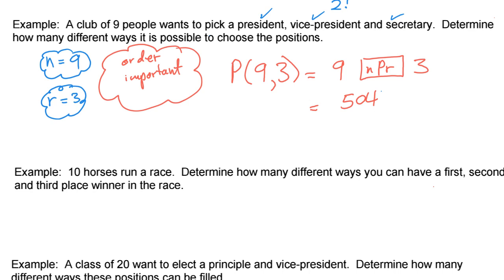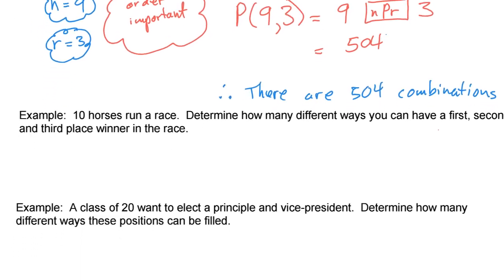Now, I didn't do this in the previous question, but I want you to actually write your solutions. Therefore, there are 504 combinations. You'll notice that every time we do these problems, we always have to identify whether our order is important. If it is important, then we must use the permutation idea.